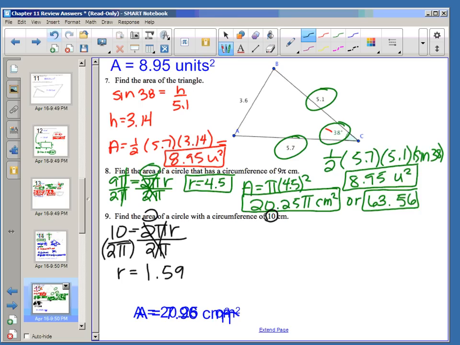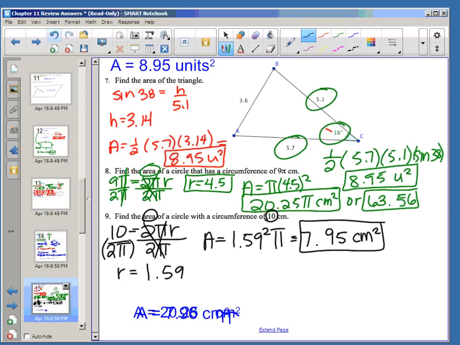Again, go back and see it asked me to find the area. So my area is going to be 1.59 squared pi. And I'm just going to go ahead and multiply by 3.14 and get an area of 7.95 centimeters squared.